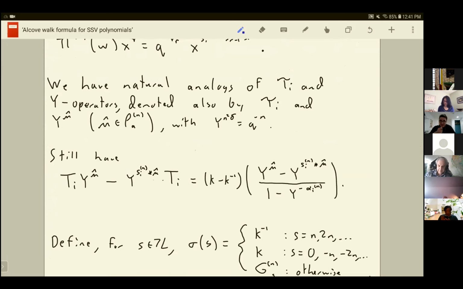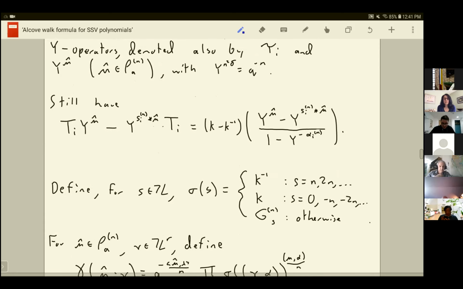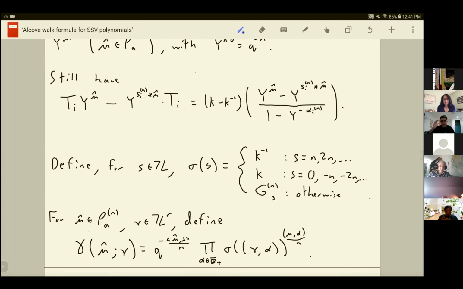So before I can write down the next thing, I need to give you a tiny bit more notation. The exact form of these does not matter, but I mean, it matters mathematically, but for this talk, it won't matter. What matters to us is that sigma is always going to be some power of k or maybe a g. And then this gamma is just a product of a bunch of sigmas. So in the end, it's going to be q to the something, k to the something, and then a bunch of g's. So this will make calculations easier later.